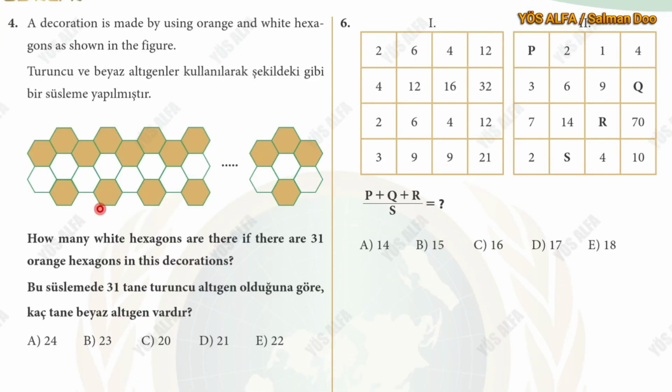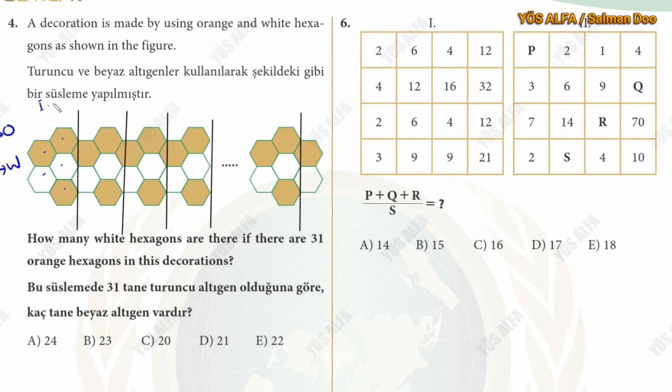Number 4. Okay, this figure is given, and there are 31 orange hexagons like this. And how many white hexagons are there? So the white hexagons are asked. So let me make sections like this so that it's easier to count. So in each section, we have 3 oranges and 2 white. So how many sections are there? We're going to have 31 oranges.